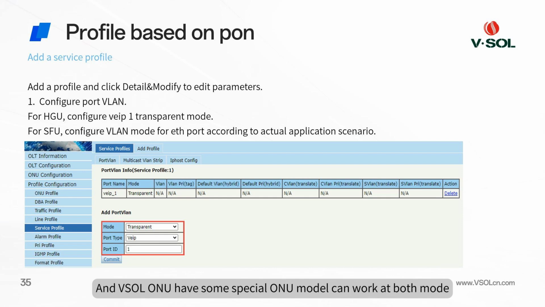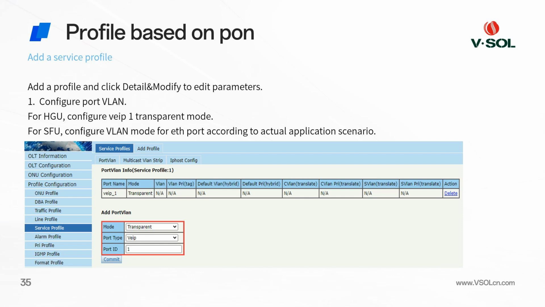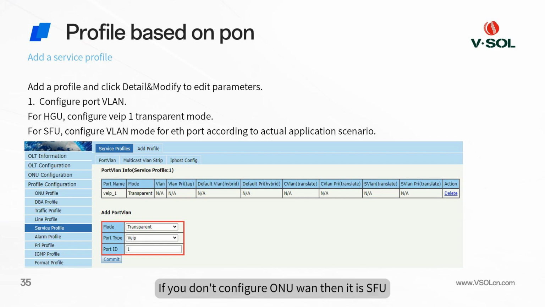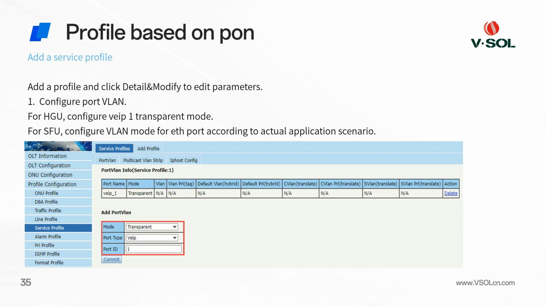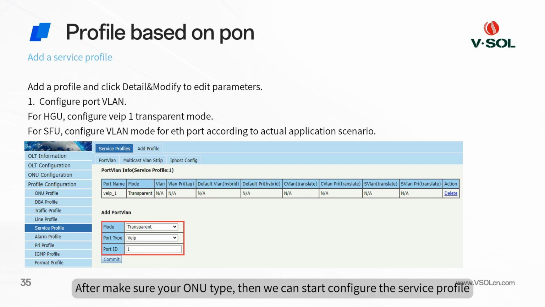And some special VSOL ONU models can work in both modes. Like the one port ONU: if you configure ONU WAN, then it is HGU. If you don't configure ONU WAN, then it is SFU. And most of the MTK chip ONUs can work in HGU or SFU mode. You can select which mode it works in. After making sure of your ONU type, we can start configuring the service profile.